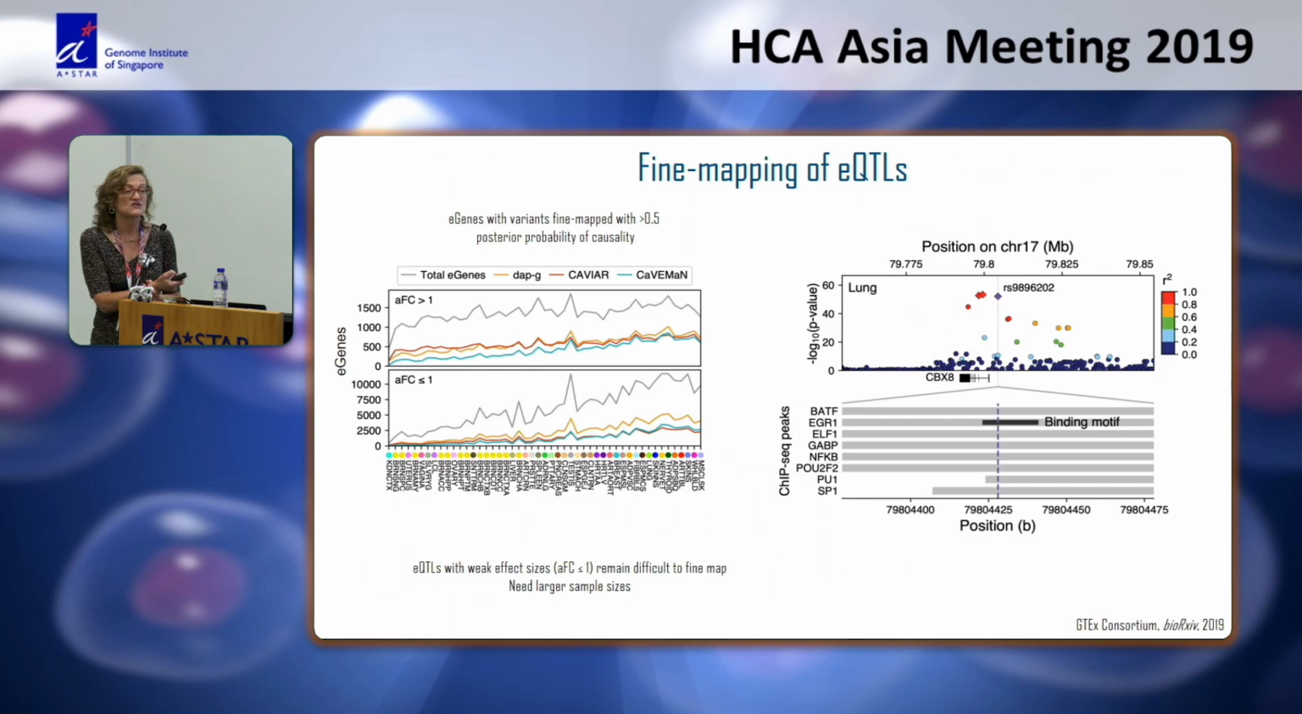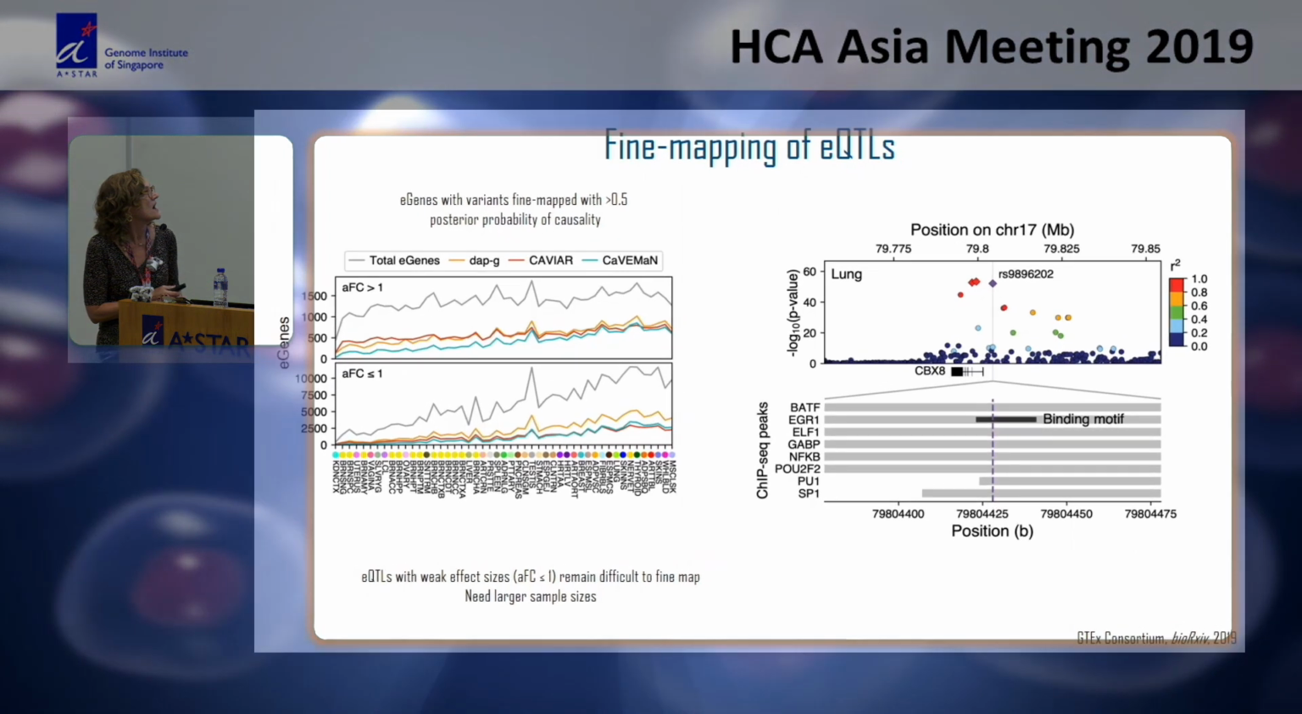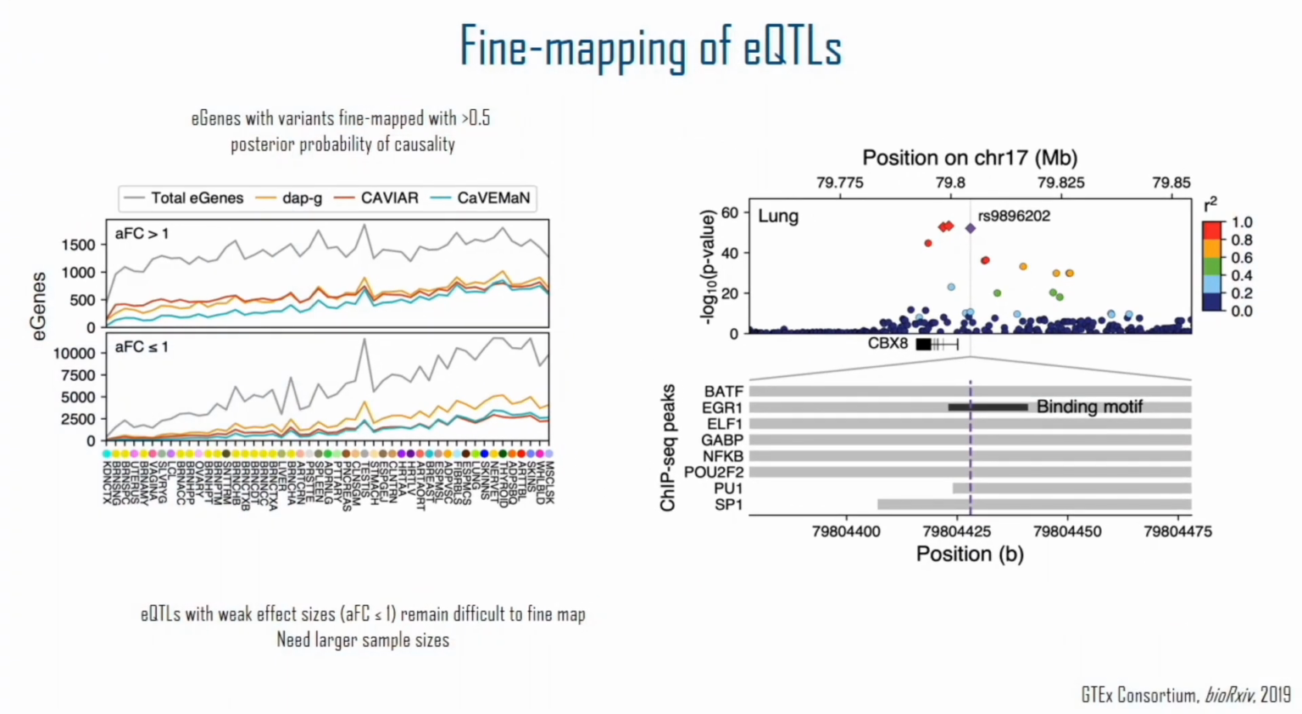One of the things we want to do is actually to fine map these QTLs, because our goal really is to get at what's the causal variant here. And so we did that. The data set's large enough. We did that with multiple different techniques, and we're still doing it with collaborators using a couple of different further assays. And what's shown here are eGenes with variants that are fine mapped with greater than 0.5 posterior probability of causality. So a high likelihood of causality. You can see that the methods didn't differ very much.